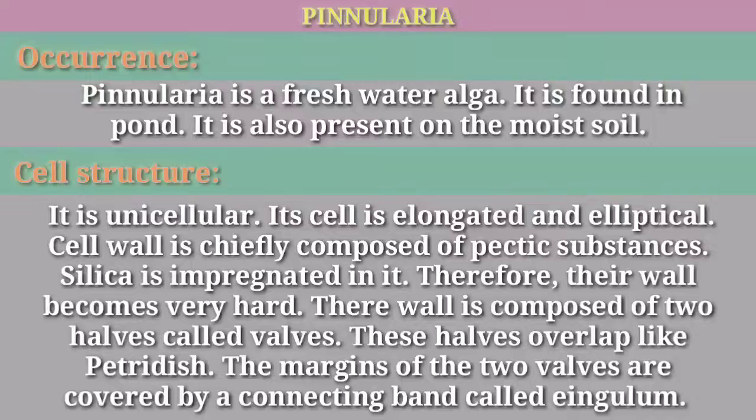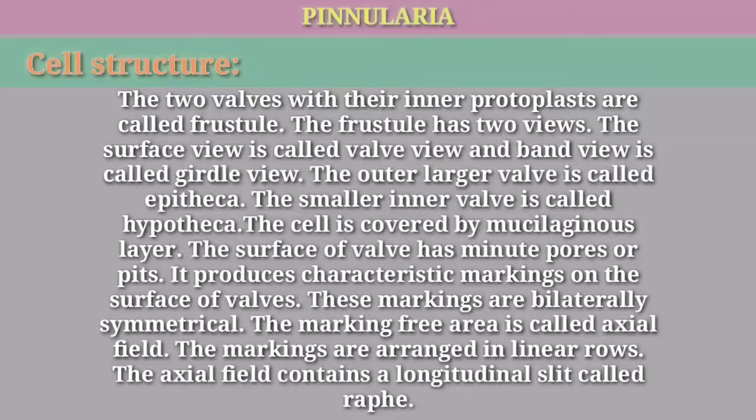The margins of the two valves are covered by a connecting band called cingulum. The two valves with their inner protoplasts are called a frustule. The frustule has two views. The surface view is called valve view and the band view is called girdle view. The outer larger valve is called epitheca. The smaller inner valve is called hypotheca.